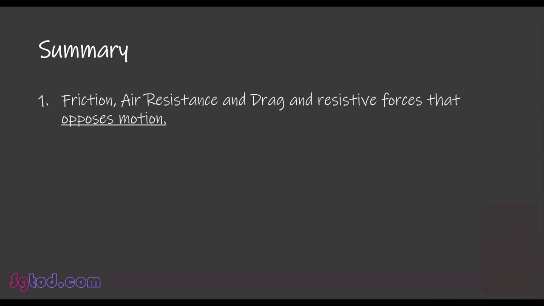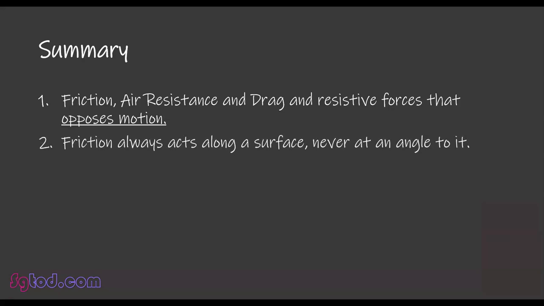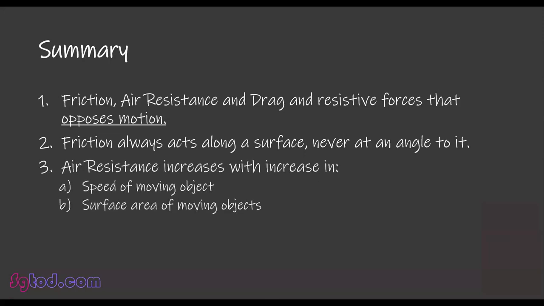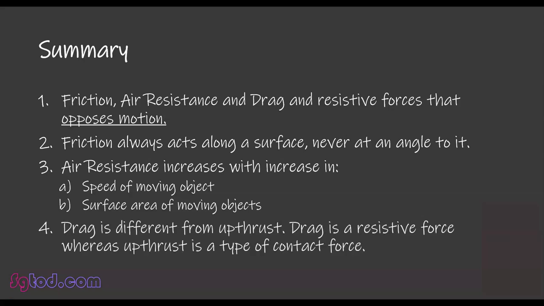In summary, friction, air resistance, and drag are all resistive forces that oppose motion. Friction always acts along a surface, never at an angle to it. Air resistance increases with increase in speed of the moving object, as well as the surface area. Drag is different from upthrust. Drag is a resistive force, whereas upthrust is a type of contact force.